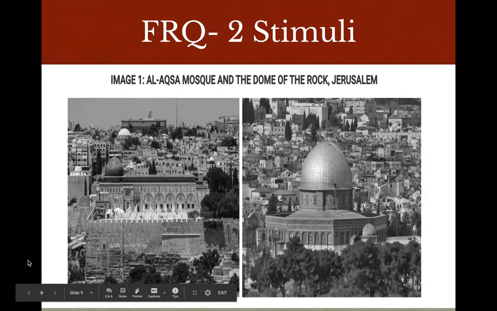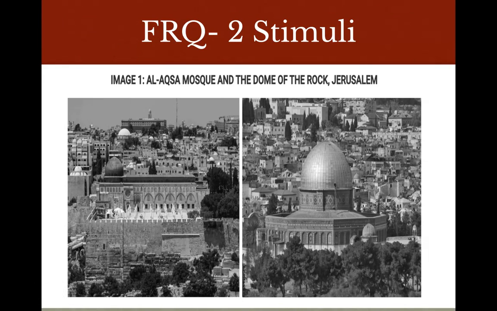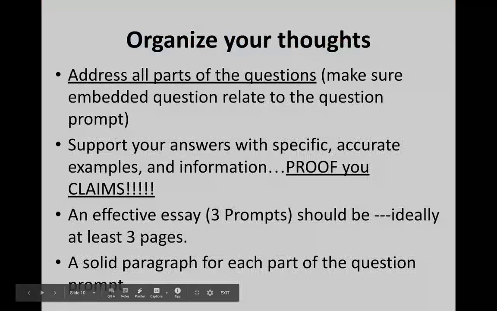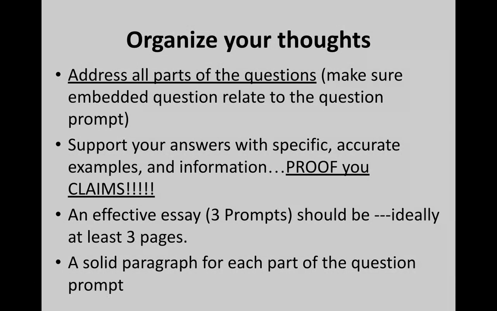And all the embedded questions have to tie into the prompt and the images. And when you respond, use human geographical terminology of what you understand about the images, such as characteristics of Islam and sacred places, which we'll talk about later in our cultural patterns unit, Unit 3. When you organize your thoughts, address all parts of the question. Make sure you understand the embedded questions have to relate to the prompt, and if you have stimuli, it has to relate to the stimuli, using geographical evidence. So that means key terms, concepts, main ideas that you're learning in the class. Always support your answers with specific, accurate examples. You have to prove your claims.